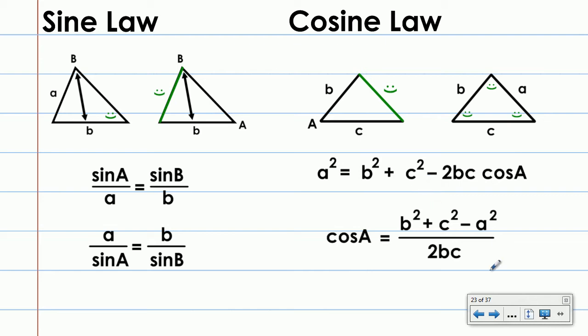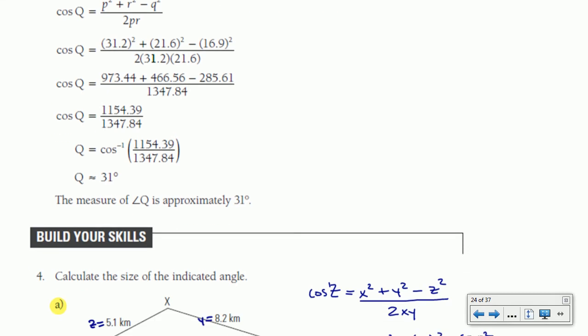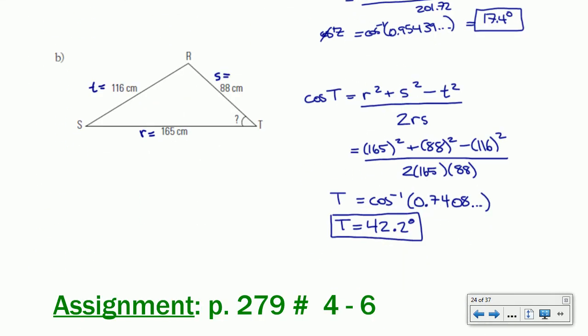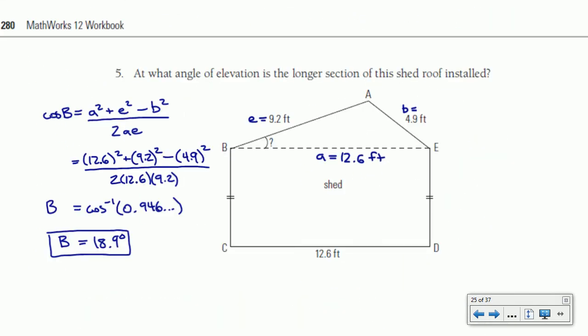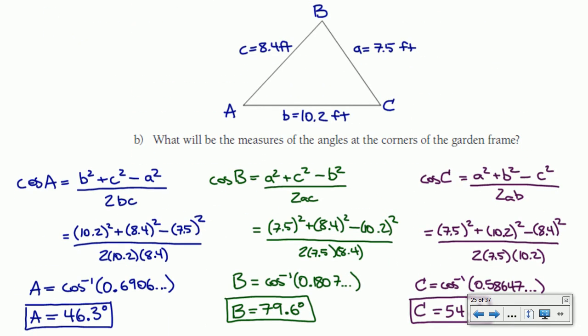Now we're going to take a quick scroll through the questions from last class and do a few more cosine law questions. So here's 4b, here's number 5, here's number 6, and we'll jump ahead.